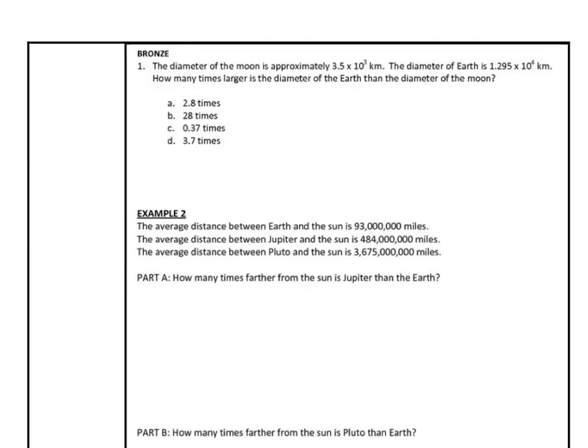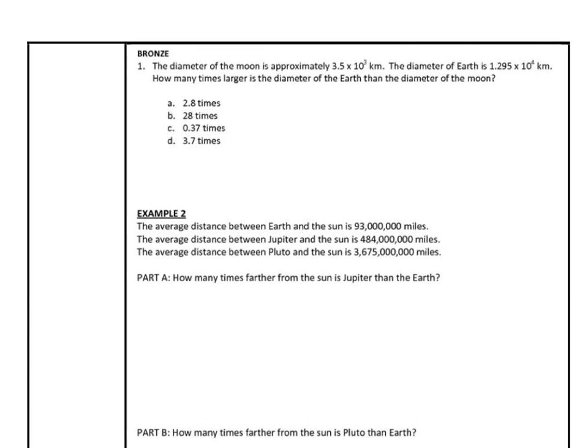On the back, it says the diameter of the moon is approximately 3.5 times 10 to the 3rd kilometers. The diameter of Earth is 1.295 times 10 to the 4 kilometers. How many times larger is the diameter of the Earth than the diameter of the moon? So it's multiple choice. We want to just circle one right away, but we know that we shouldn't. We should show our work.